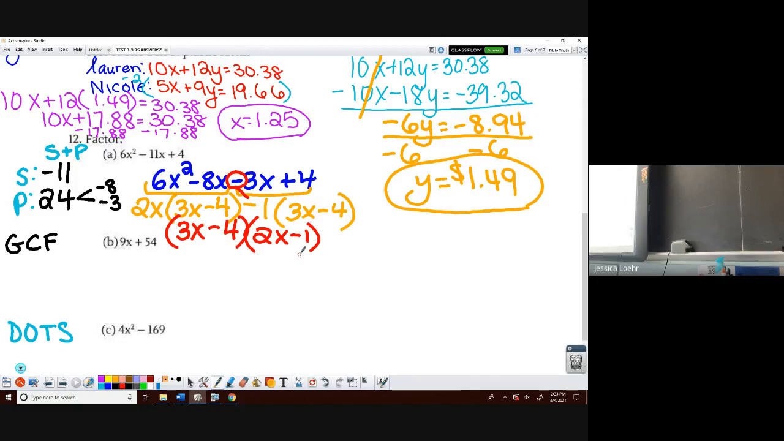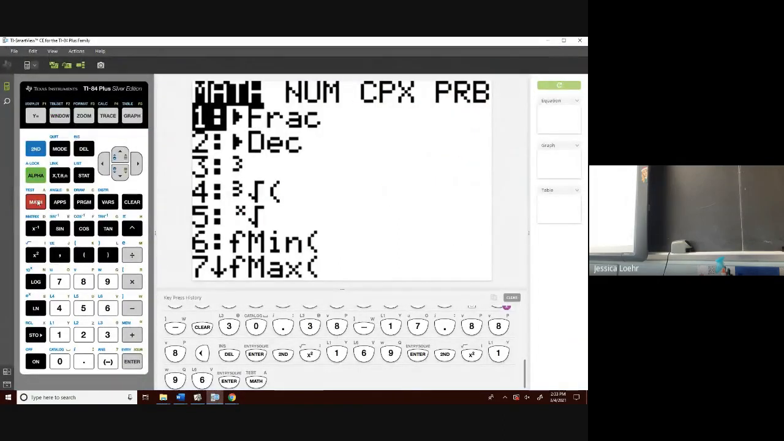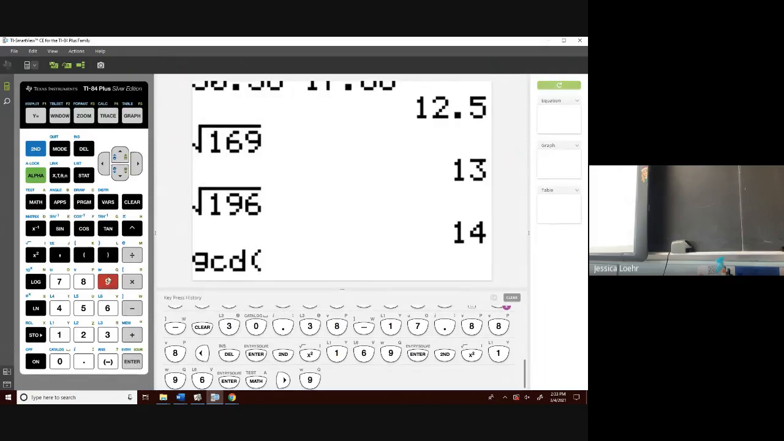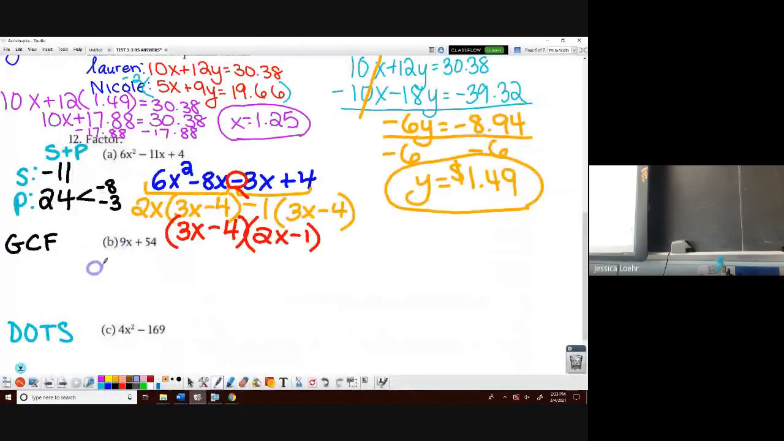Next one is GCF. You have to find the GCF of 9 and 54. Calculator, math, right arrow, 9. 9, 54. GCF is 9. Why is there no x included in my GCF for this? Elizabeth. Because the 54 didn't have an x. Good, 54 doesn't have an x, so it's not part of the greatest common factor. They don't have an x in common. So that's not part of my GCF.